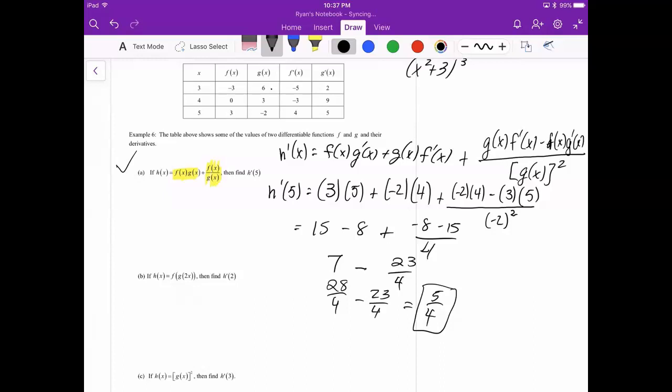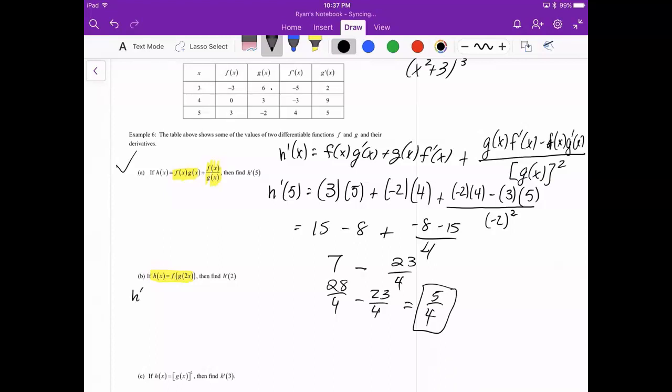We're going to move on to example B. It says if h of x is now a different function, f of g of 2x. Okay, so please make sure that you recognize this right here is not a product. That is a composite function, which means we're going to be using the chain rule.